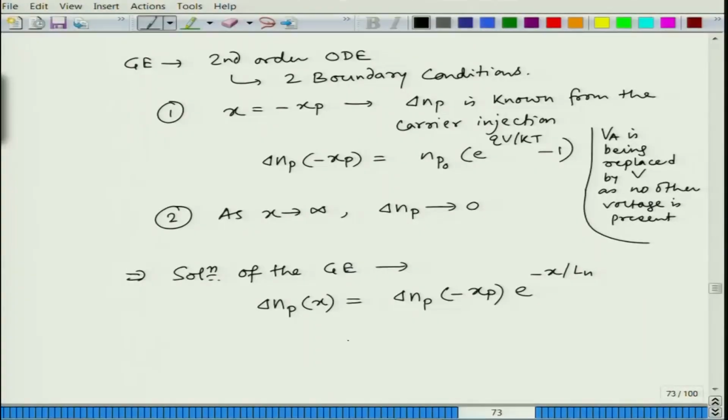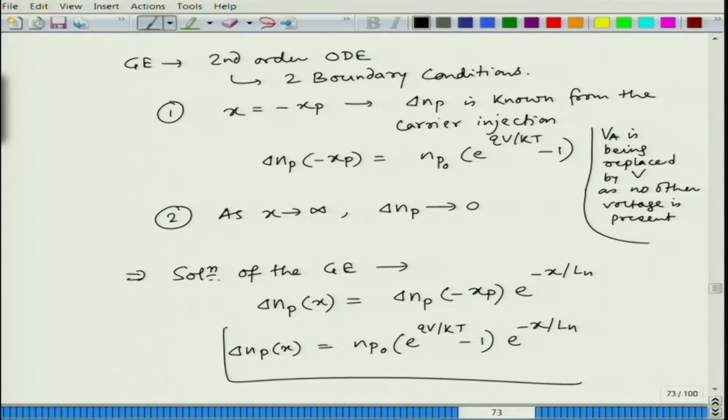Okay. Now, we can put in the value of the pre-exponential factor, which is n_p0 (e to the power qV by kT minus 1), then exponential minus x by L_n. So, that is the complete solution of that concentration gradient. It gives us the form of how that variation happens.